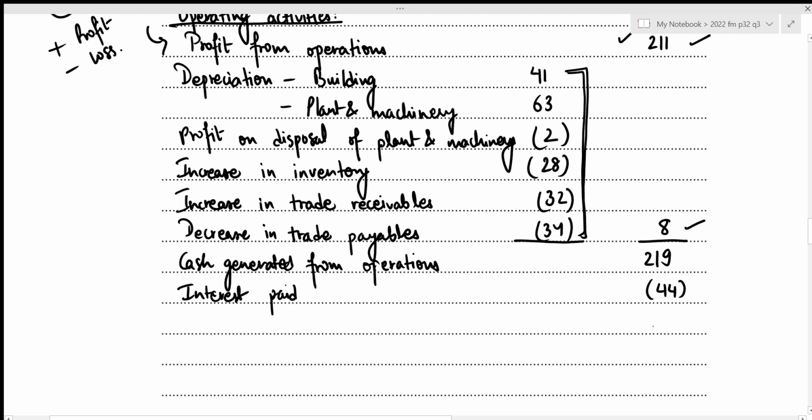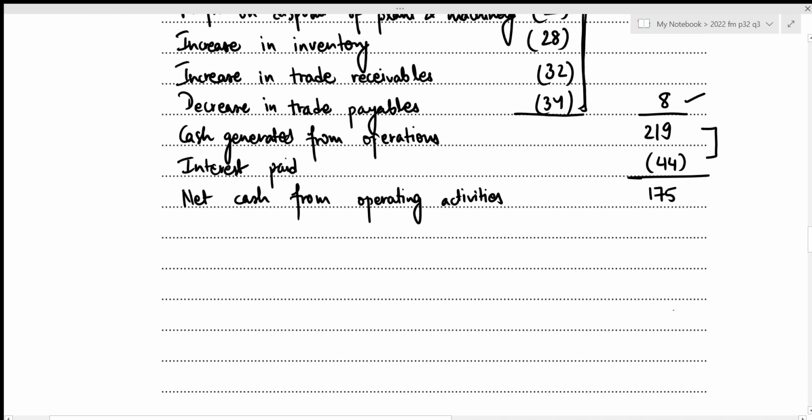This concludes all of the items to be included in our operating activities section, which means that we can now figure out the net cash from operating activities. That is just going to be the sum of cash generated from operations and interest paid, which in this case is 219 minus 44, which results in 175,000. Alright, now let's move towards the second section, which deals with investing activities. So this will be the investing activities section.